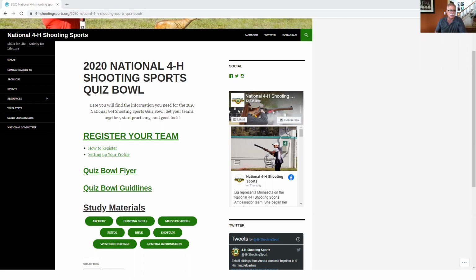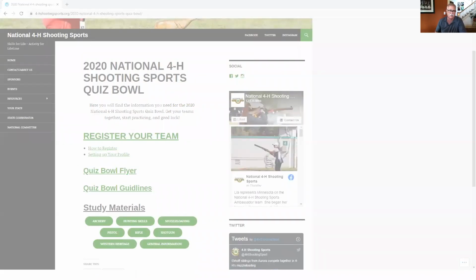The resources that you see there, the study materials, please don't let that deter any of your young folks from participating. A lot of this information they should already know, so have them go through those. Each one of those disciplines will be represented within the contest questions that are being asked. Questions are multiple choice, true/false, and fill in the blank.